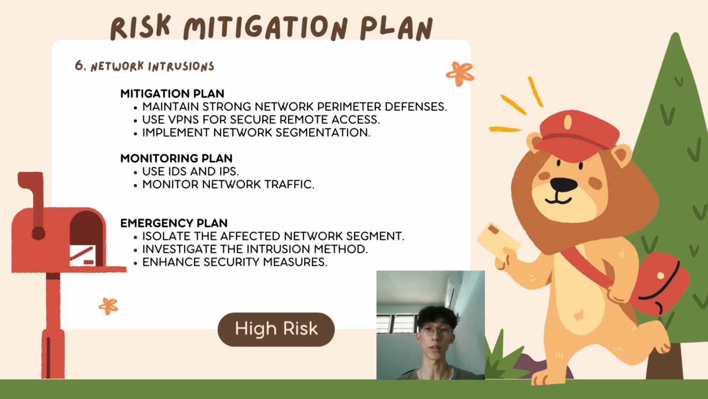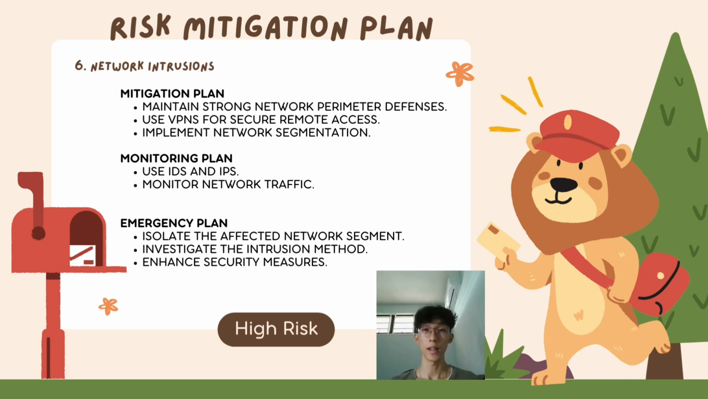And also implement network segmentation to isolate and contain potential intrusions by limiting the impact on critical systems. For the monitoring plan, deploy intrusion detection systems (IDS) and intrusion prevention systems (IPS) for real-time detection and response to intrusions. Monitor network traffic continuously to identify suspicious IPs and unauthorized access attempts, promptly adding them into the access control list (ACL) to prevent further infiltration.